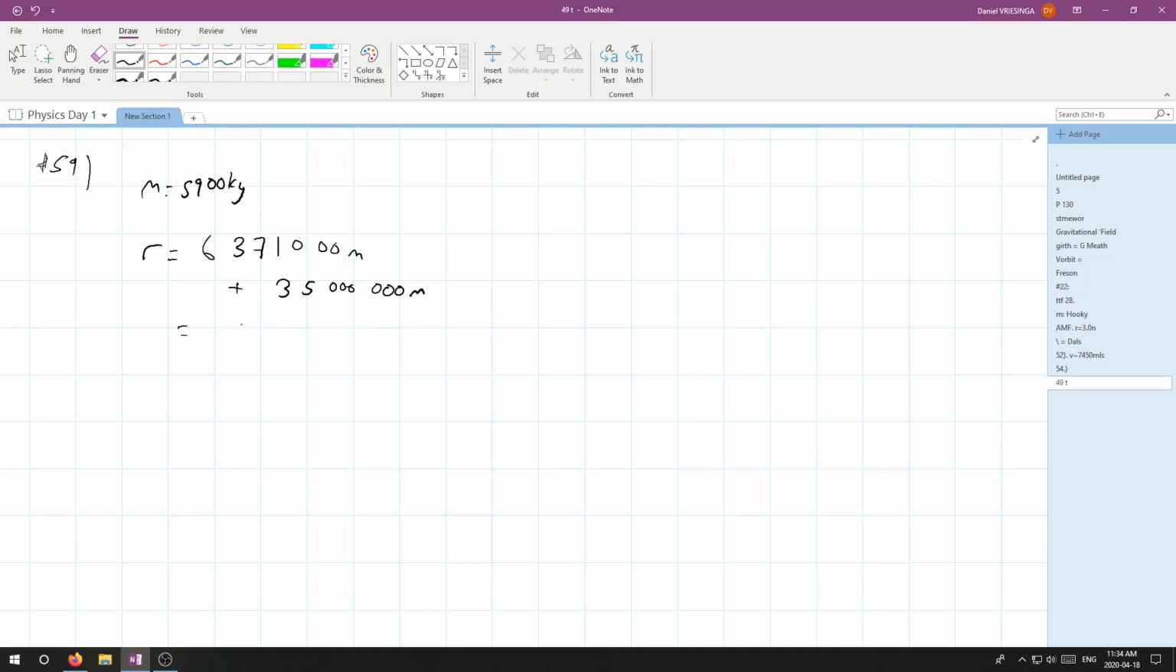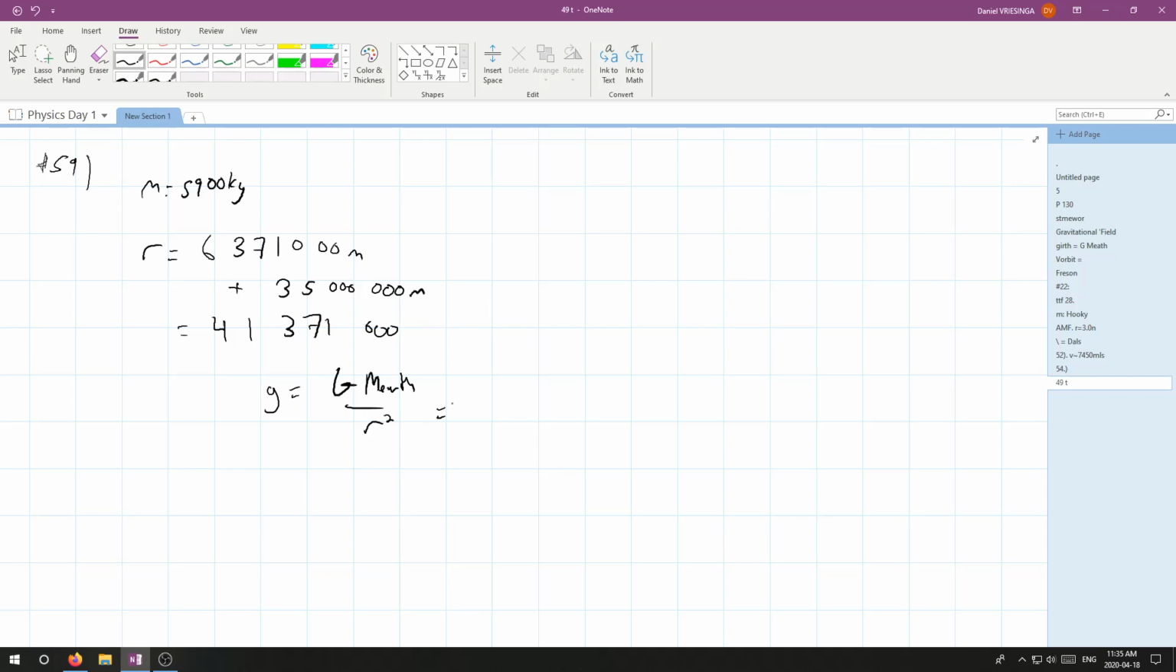Okay, so I need to determine the gravitational field of Earth at this altitude. That's no problem. The gravitational strength of the Earth is just G times the mass of the Earth divided by the radius squared. I'm actually going to do this one on my calculator because I want to know what this radius is first. It's 6,371,000 plus 35,000,000. So the radius that this thing is from the center of the Earth is 41,371,000 meters, 41 thousand kilometers away.